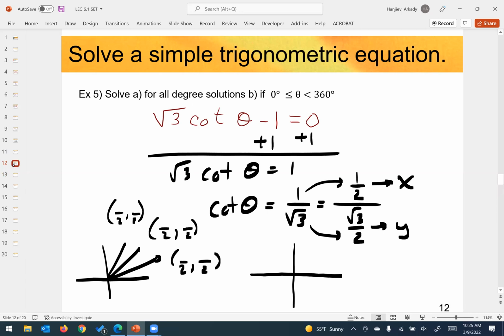So real quick, can we find x being a 1/2 and y being a √3/2? Actually, that's 30 degrees. No, 60 degrees. That's 60 degrees again. Except we're missing one more answer.